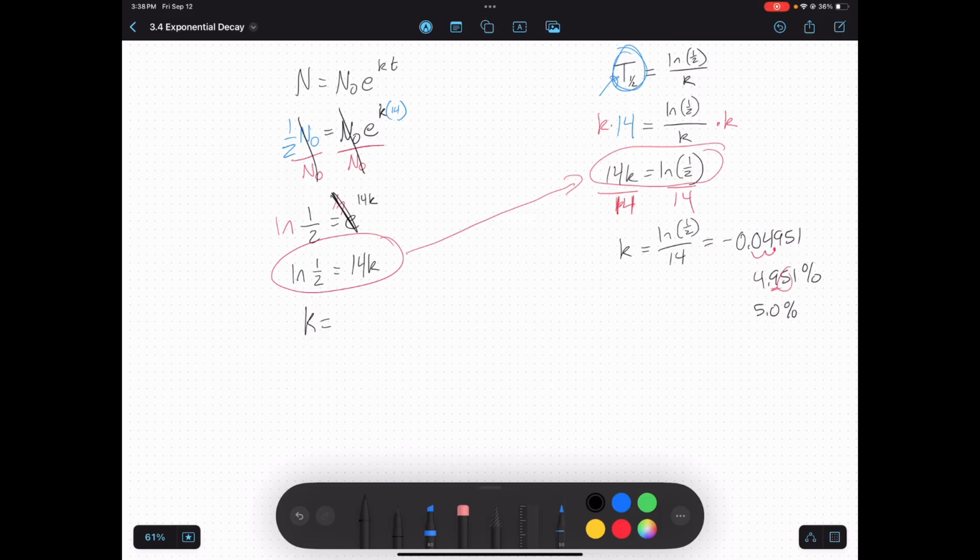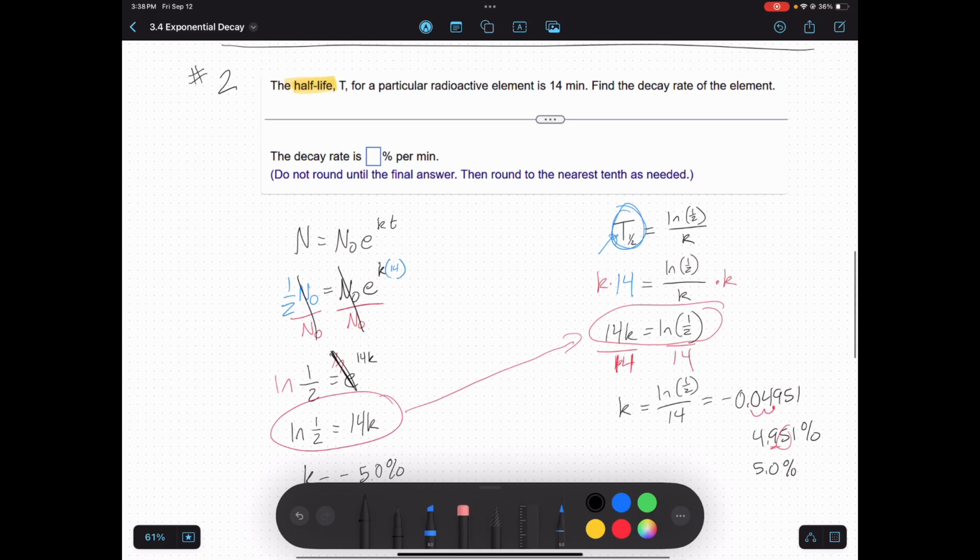So when I finish dividing, I'm going to get that same thing of negative 5% after I round it, right? Now careful, if you plug it in as a negative, I think it'll actually mark you wrong. That's because the problem already states that it's a decay rate. And so because it's already telling you it's a decay rate, you don't need to include the negative with your answer. The negative's implied because we're already saying it's a decay rate.